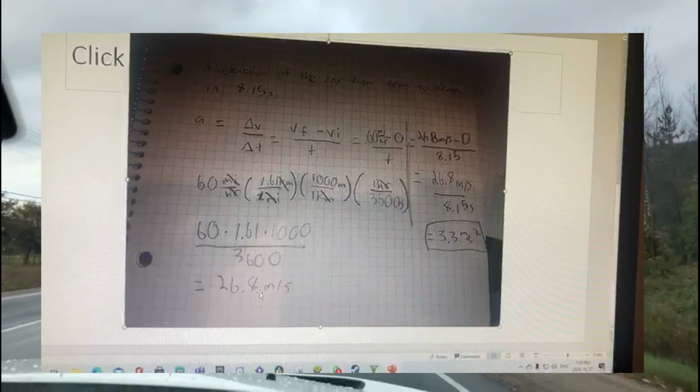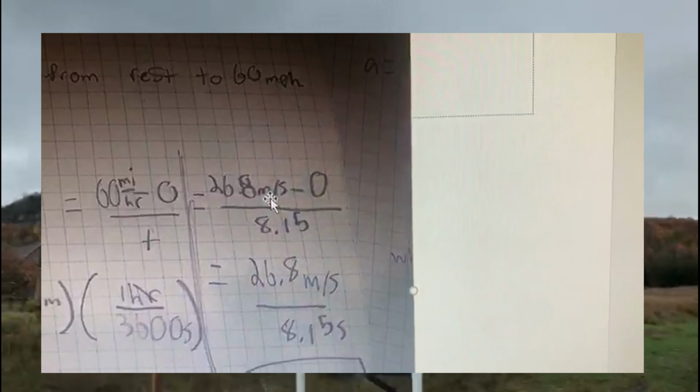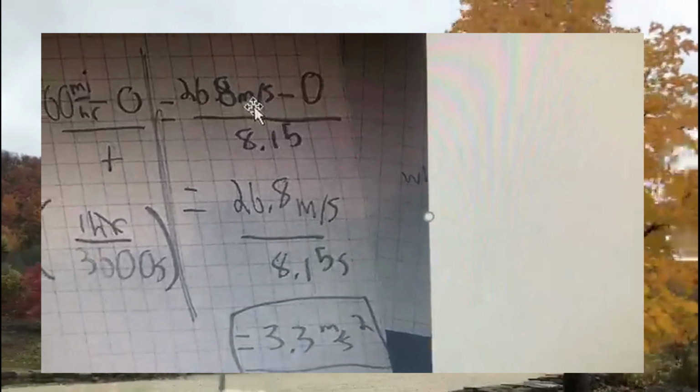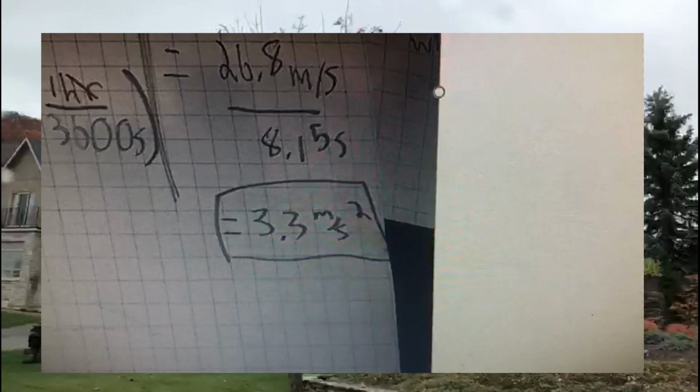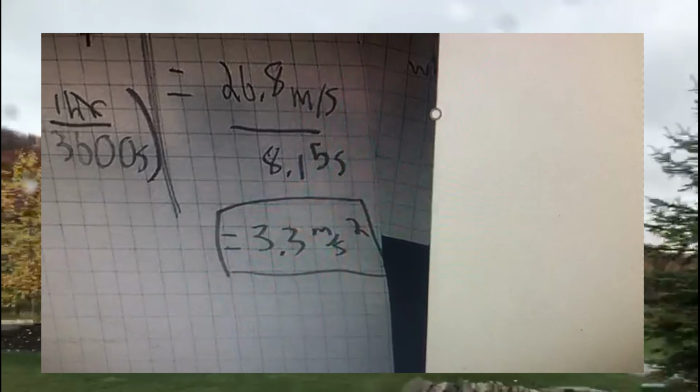So we're going to replace 60 miles per hour with 26.8 meters per second. So now we have that minus 0 divided by 8.15, and that minus 0 is still the same, 26.8 divided by 8.15 seconds, and the rate our car is accelerating at is 3.3 meters per second squared. And that's how you solve the problem.